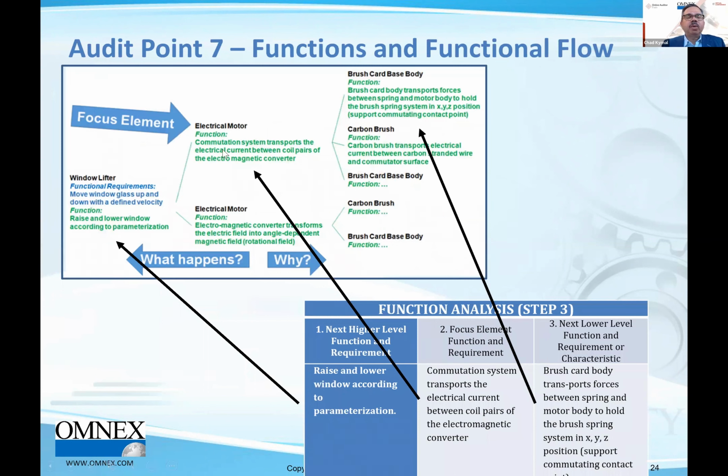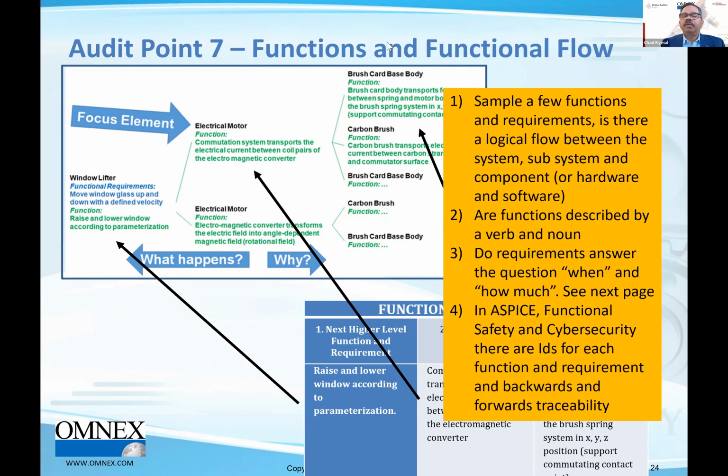Now, AIAG-VDA does not require requirements. It does require functions. Omnex says add functions and their requirements. Why do we say that? Because it's easier to come up with the failure modes. And number two, requirements management is what ASPICE and functional safety are about. So if you don't want to do it twice, you want to do it once, and once you're done with the functions and requirements, that automatically should come into your DFMEAs at every level, all right? So auditing points here: sample a few functions and requirements.